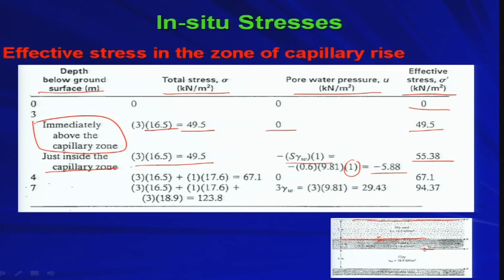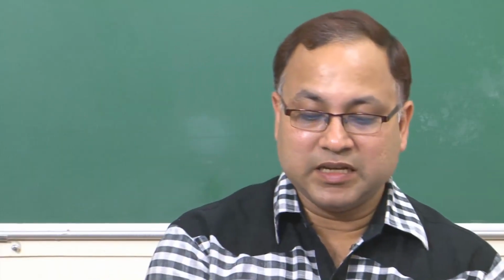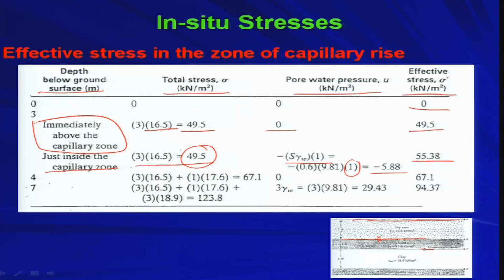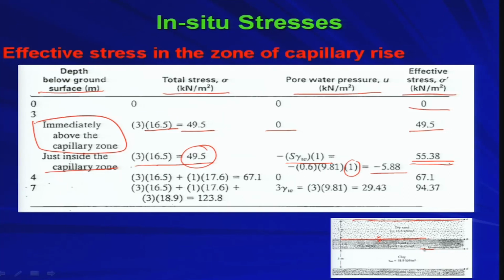So, if you design with the total stress basically, right. If you do not consider the capillary rise, if you are designing some underground structure based on some total stress, then you are underutilizing the strength or the effective strength of the soil. That means, actually you are supposed to get 55.38 kilonewton per meter square as the effective stress, whereas this is the total stress you are designing with, right.